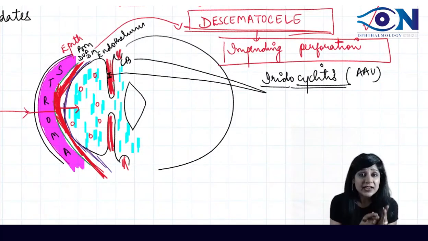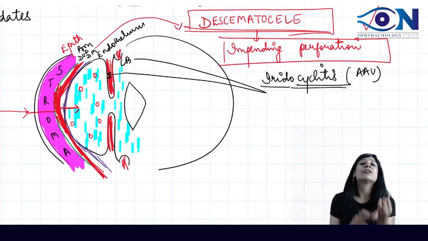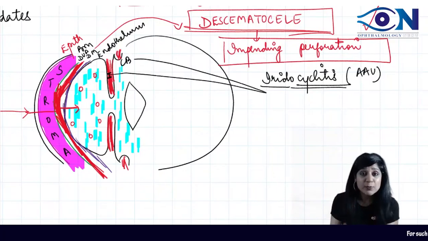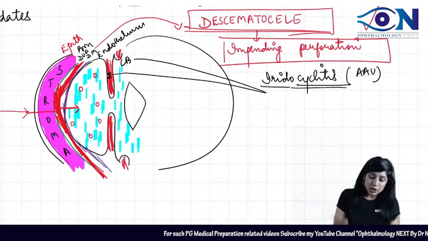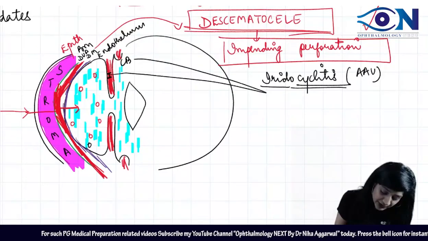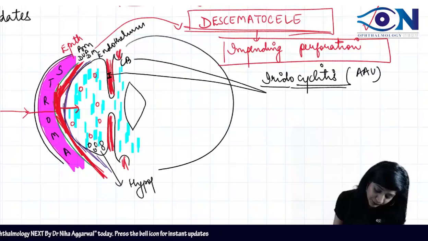So bacterial keratitis can lead to anterior uveitis. That is why I have photophobia also. I have hypopyon also. All those features of acute anterior uveitis I am having here. So a lot of exudates, and these exudates will settle at the bottom. And this is actually forming the hypopyon.